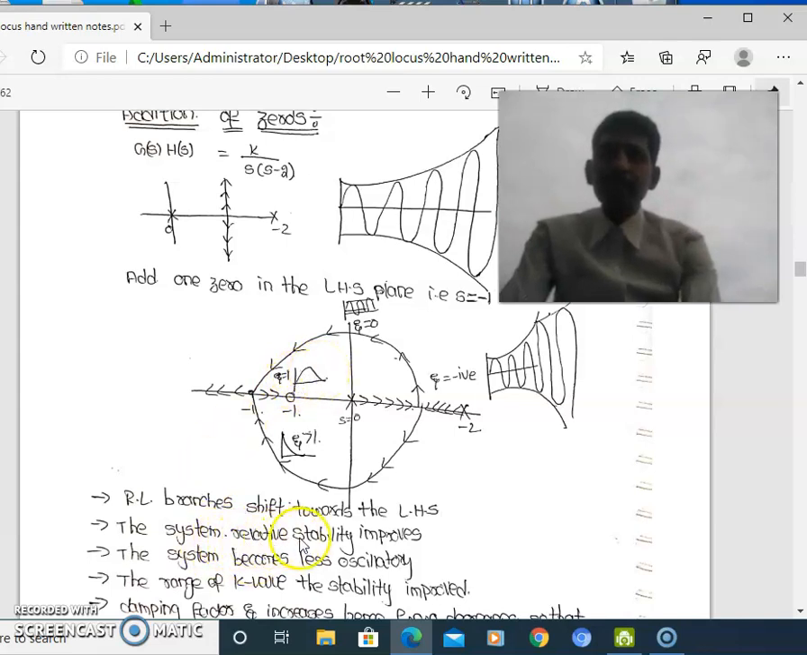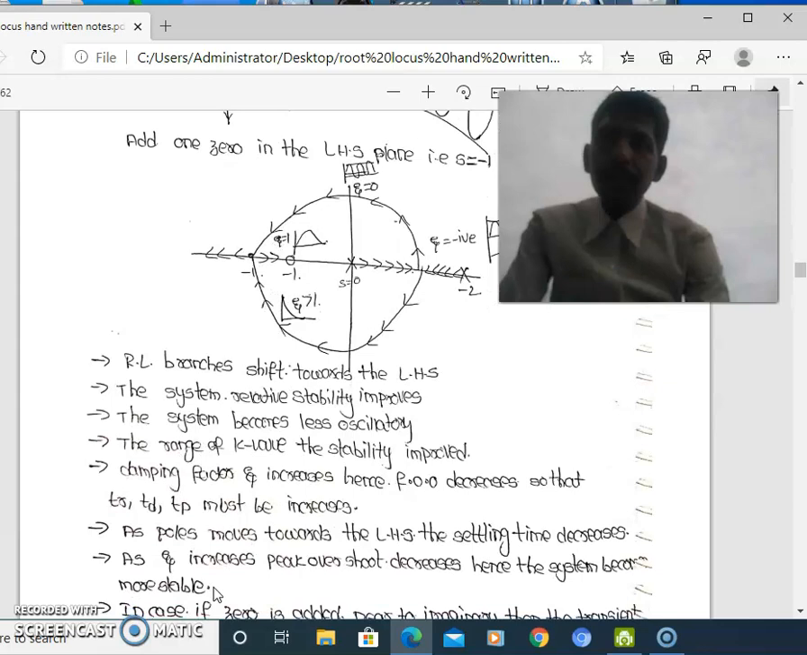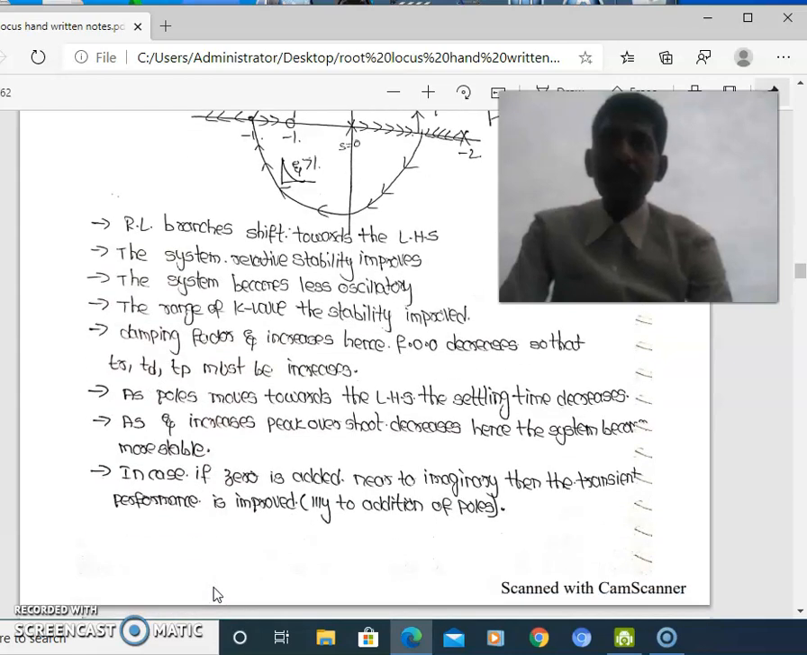The system relative stability improves. The system becomes less oscillatory. The range of k values for stability improves. Damping factor zeta increases. Hence, the frequency of oscillations decreases, so the time domain specifications increase, that is rise time, delay time, peak time increase. As poles move towards the LHS, the settling time decreases. As zeta increases, peak overshoot decreases, hence the system becomes more stable.